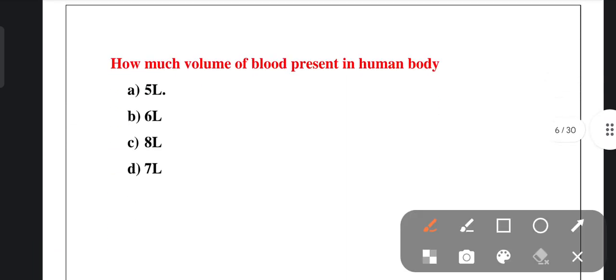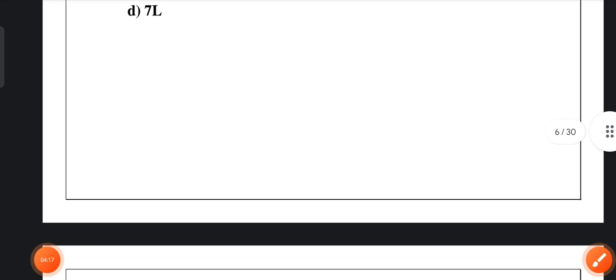So the next question is, how much volume of blood is present in our human body? In our body, how much blood will be present? Options are 5 liters, 6 liters, 8 liters, and 7 liters. The right option is 5 liters. So an adult human being will contain 5 liters of blood in his body.